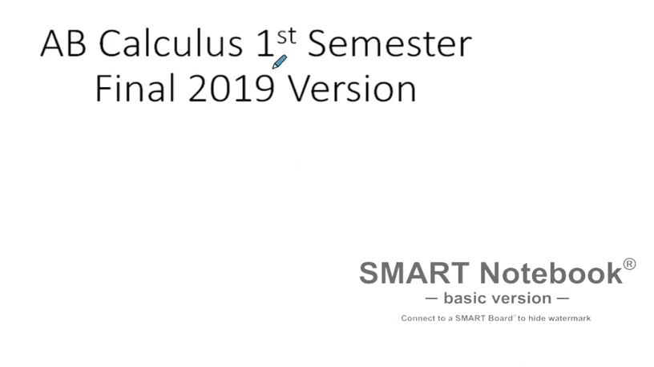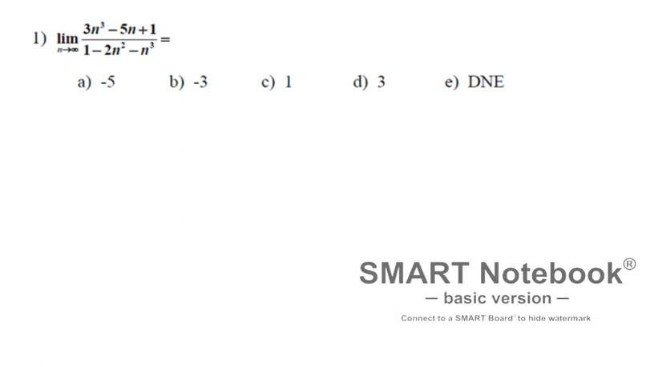AP Calculus first semester final, 2019 version. Two weeks ago we had our final, and there are 22 problems total. The first 10 of which are assigned to do without a graphing calculator, and then for the last 12, the graphing calculator is permitted.